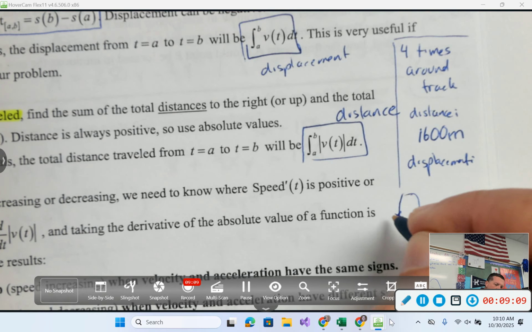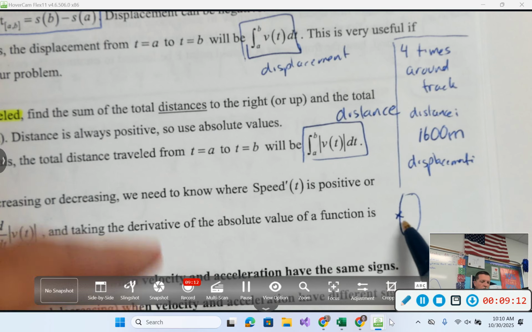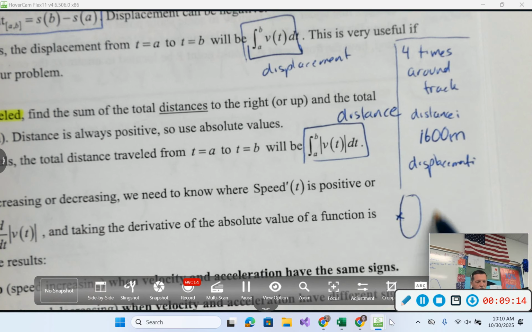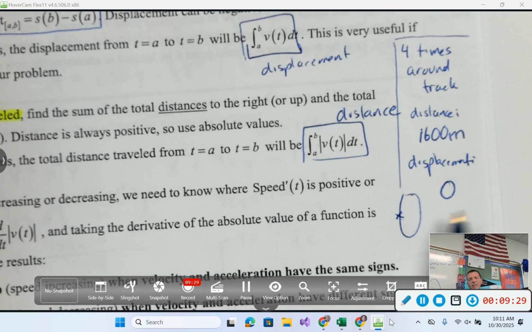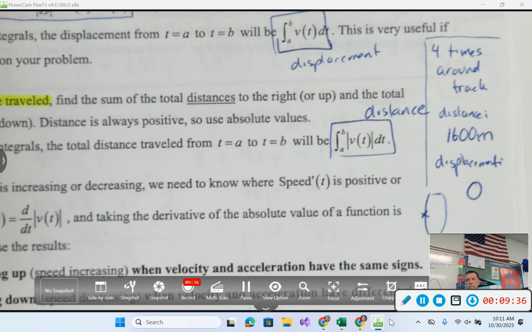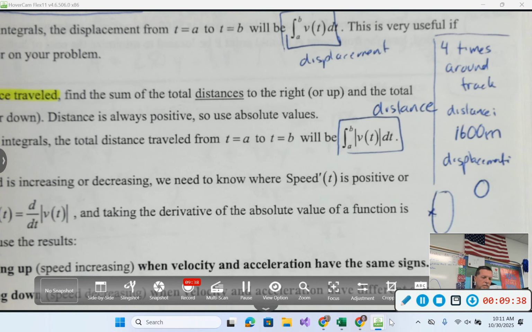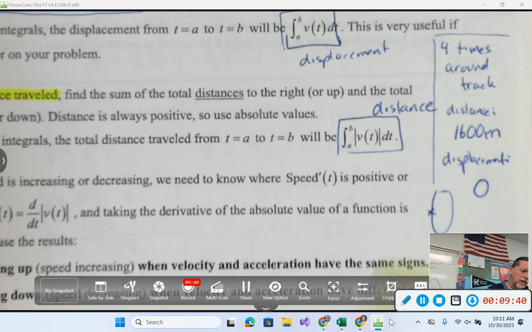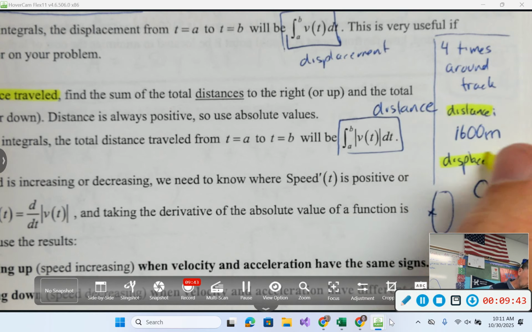What's your total displacement if you start here, run around once, twice, 3, 4 times? You know what your total displacement is? 0. So be careful with distance versus displacement. Displacement is just where you started minus where you finished. So if you didn't really go anywhere, your displacement is 0, even though you ran a mile. So be careful about distance and displacement. Related words, but definitely not the same word.